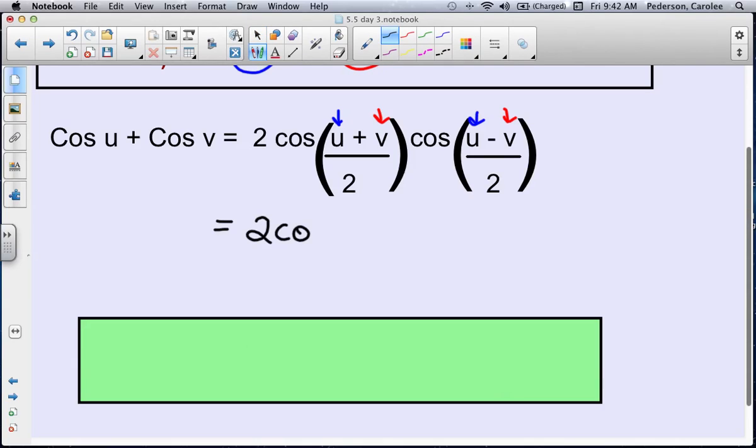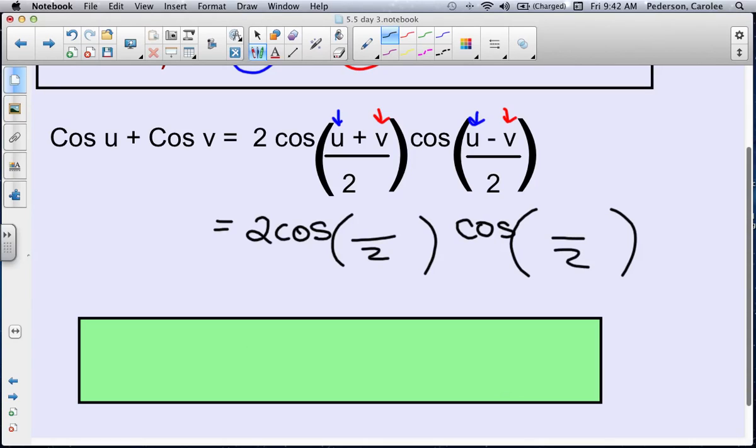So 2 cosine of, and then cosine of, and then what's going to go in those 2 places? Yep, 120 plus 30 and 120 minus 30. Yep. 120 degrees plus 30 degrees, 120 degrees minus 30 degrees, each over 2. And then all we do is just simplify those fractions and we're done.